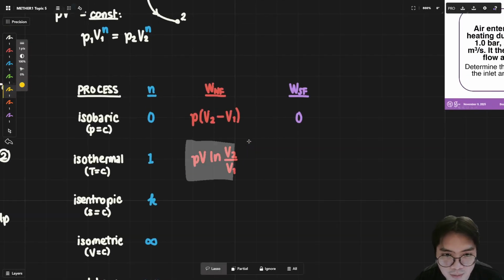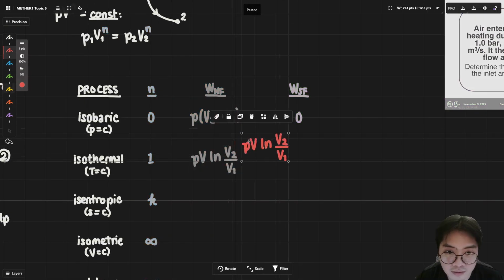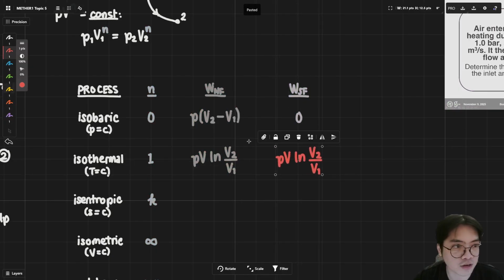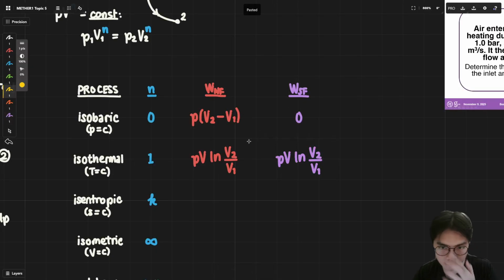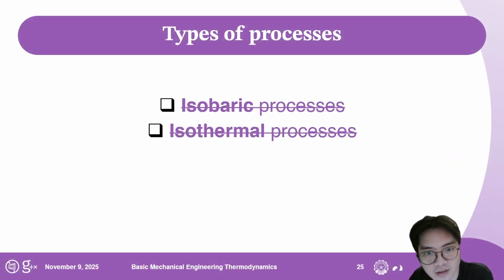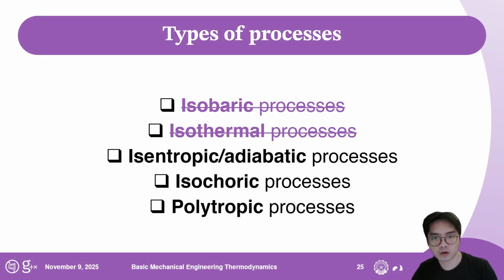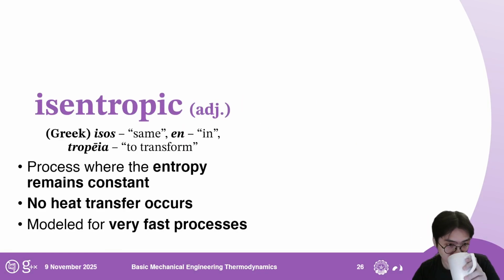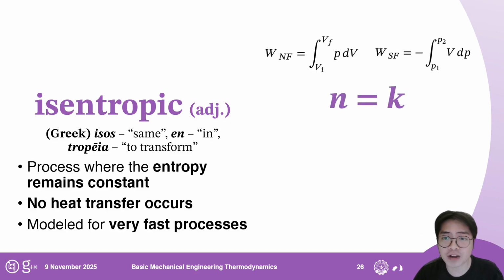Okay? So we can write this down. Let's just copy paste this and then I put it here and then turn it purple. Now for an isentropic process, this one required a little bit of elbow grease, right? For an isentropic process, your N is your K, right? That is the adiabatic index.